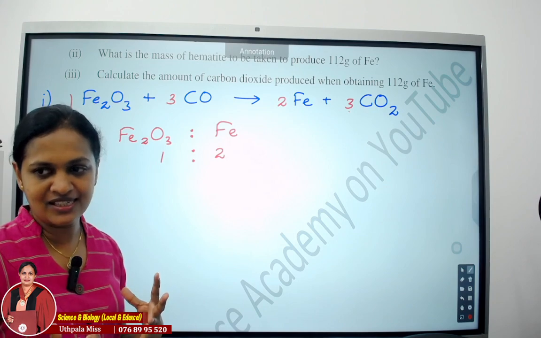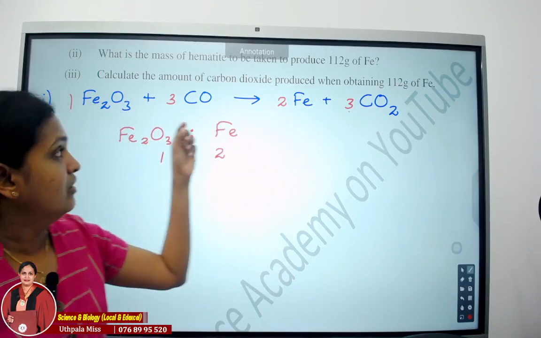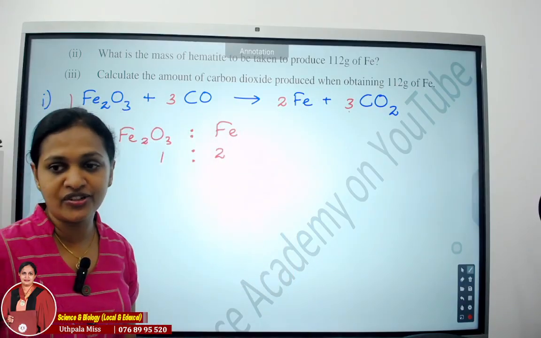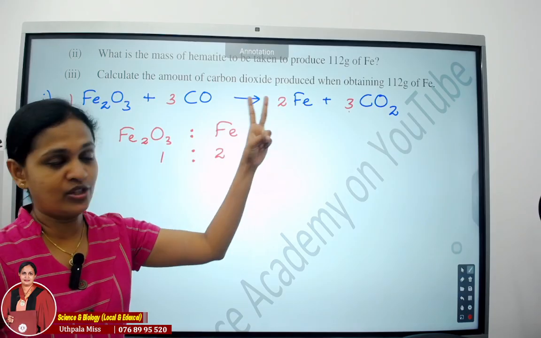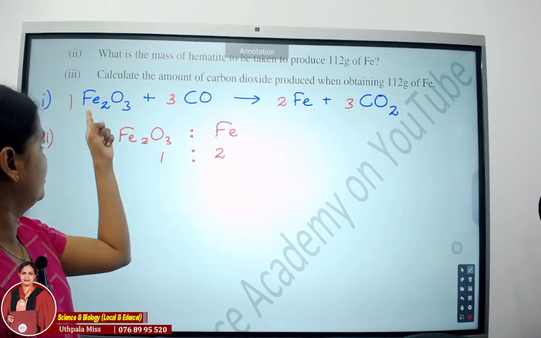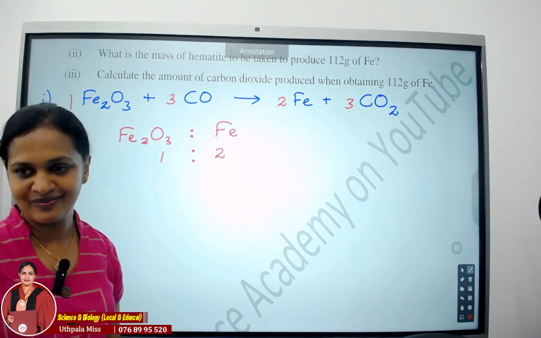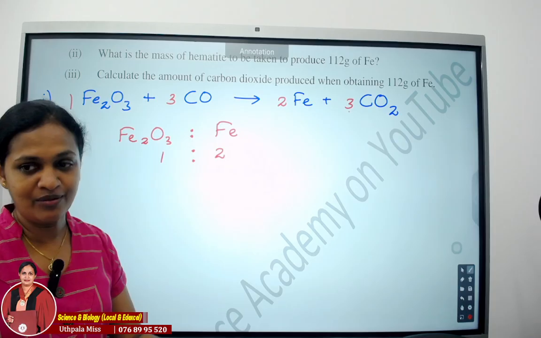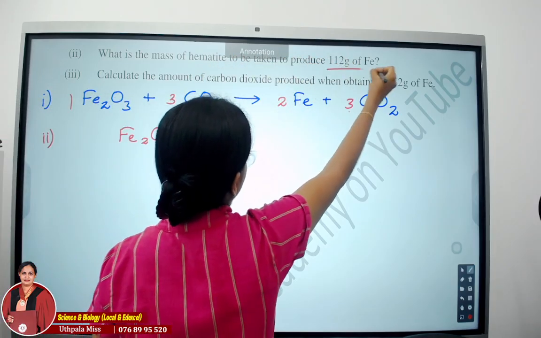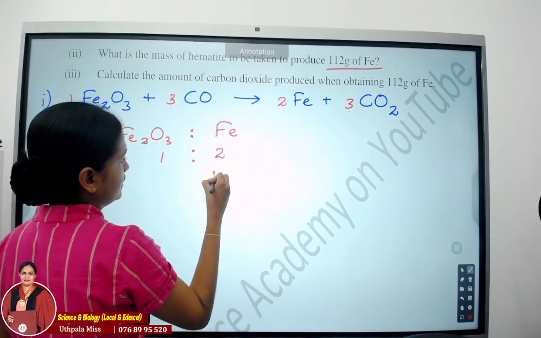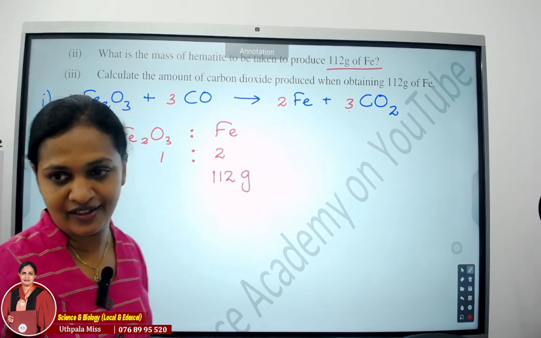In other words, this says to obtain 2 moles of iron, 1 mole of hematite should react. That is what a molar ratio says. To obtain 2 moles of iron, we need to react 1 mole of hematite, Fe2O3. Now they are not asking about moles. We need to produce 112 grams of iron.